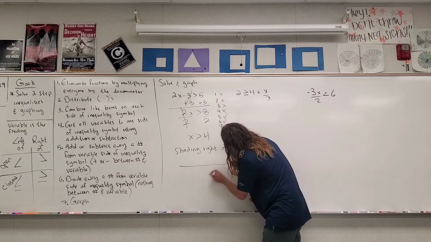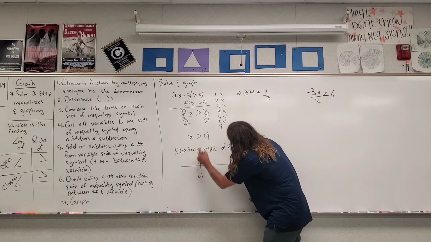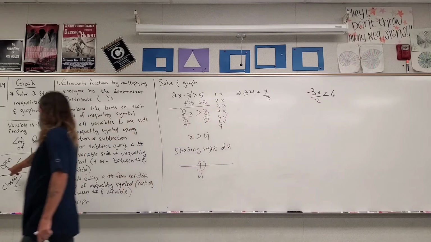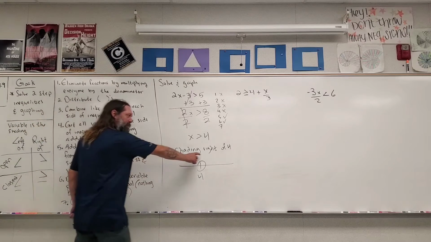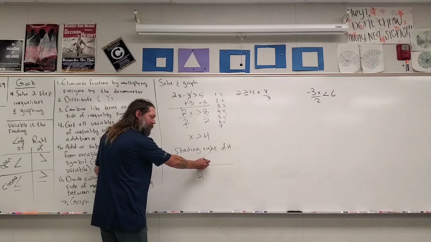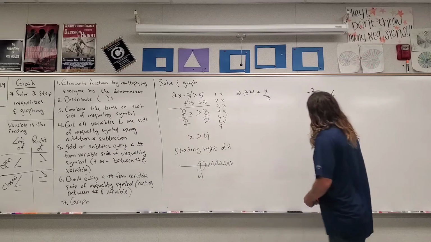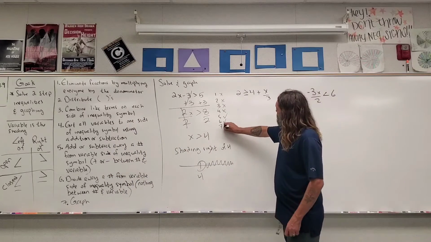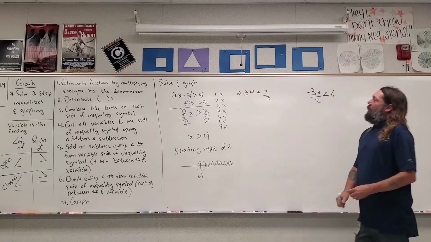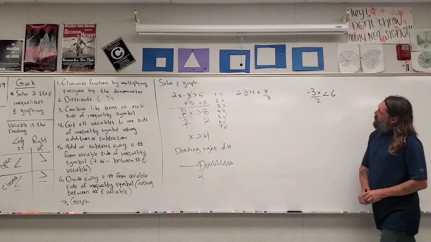So what I'm going to do is put a circle that's open, because that's what this symbol tells me to do. I'm just going to translate it. The shading is right of 4, so I'm going to shade on the right side of 4. So that's me using the 2 steps to solve and my graphing step. All right, let's move on to the second problem.